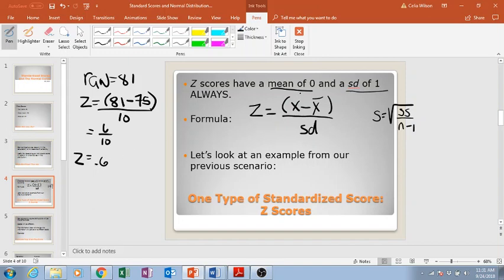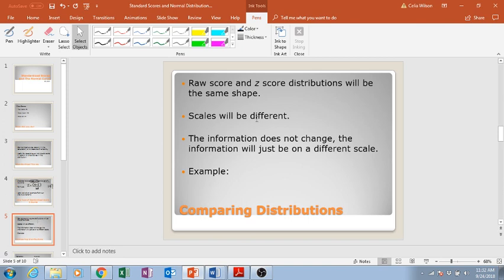Now, I can compare that here. If the mean of Z-scores is always 0, I can tell that I did better than the mean, which I already knew from this information. But what this is also going to allow me to do is say, oh, I scored better than whatever percentage of people who took the exam. So let's keep that idea in mind as we go along.